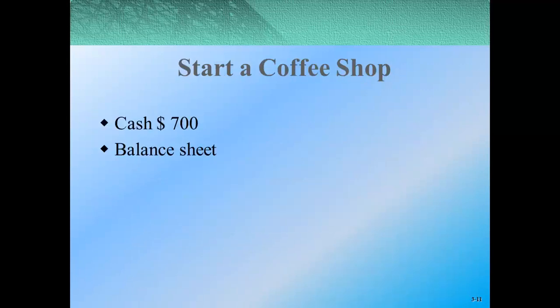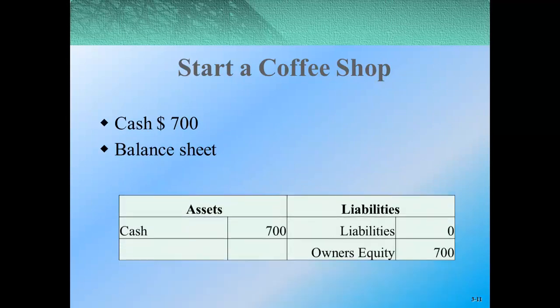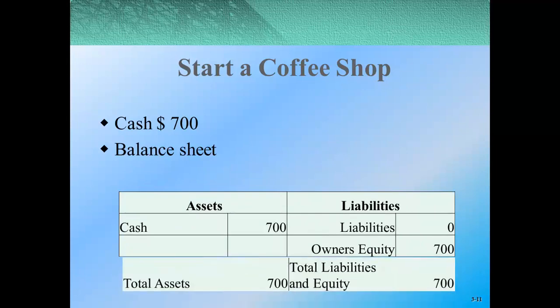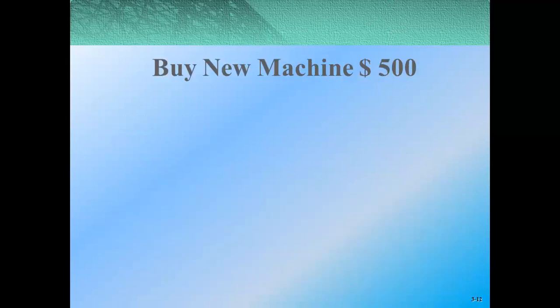There you go. Now let's start up a coffee shop. We have cash of $700. Our balance sheet looks like this. We have cash worth 700, so assets are 700, and our owner's equity is 700. So total liabilities and equity is 700. The balance sheet is balanced.